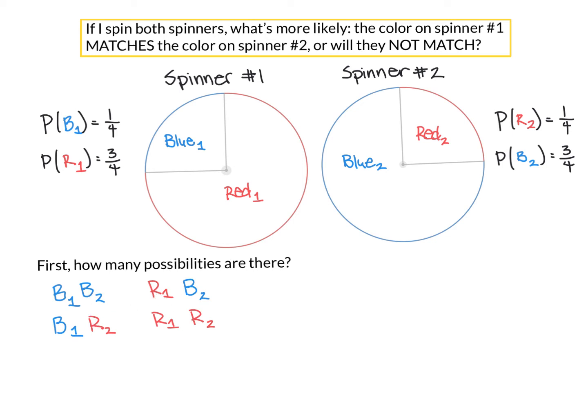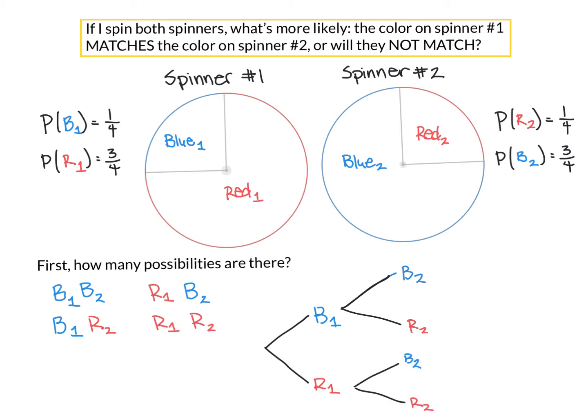If you want another way of viewing that, when I first spin, I either get red 1 or blue 1. Let's say I got blue 1 first, then when I spin the second spinner, I'm either going to get red 2 or blue 2. And down here I could get red 1 first and then blue 2, or red 1 first and then red 2. But these are not all equally likely paths, right? If I go along this path, it's not the same as if I went along this path. So let's figure out what the actual probabilities are.